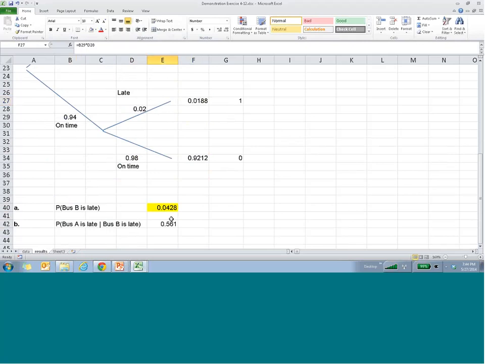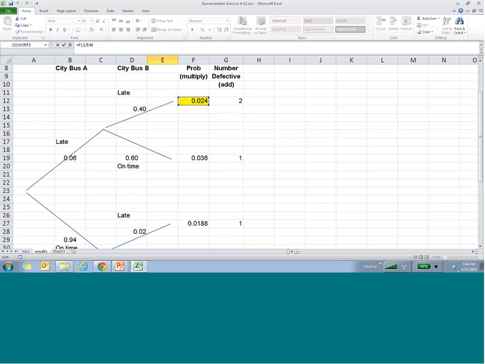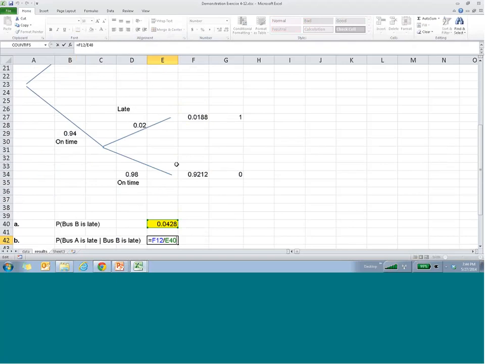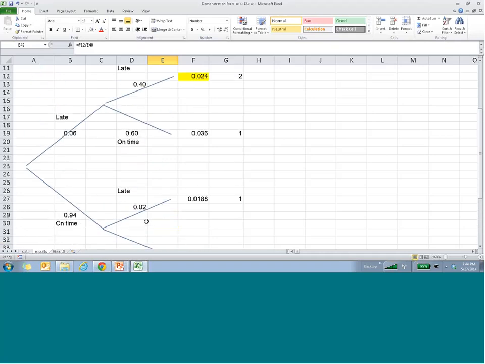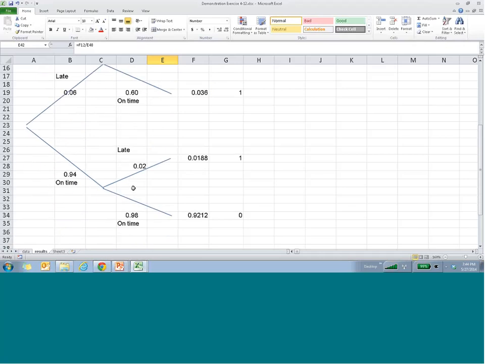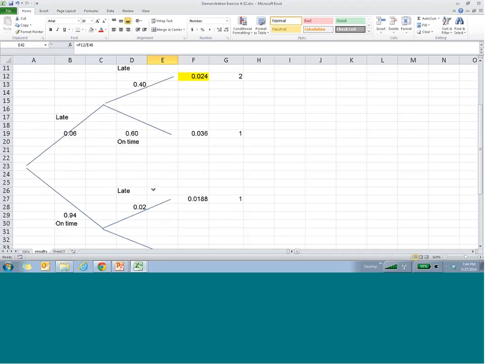Okay, so when I click on F2 there, there's my joint probability. The probability that both happen, 0.024, is cell F12, divided by the simple probability I calculated there. It gives me that if bus B is late, then 56% of the time bus A is also late. So that's a long, complicated way of looking at something, trying to figure out one simple little question.